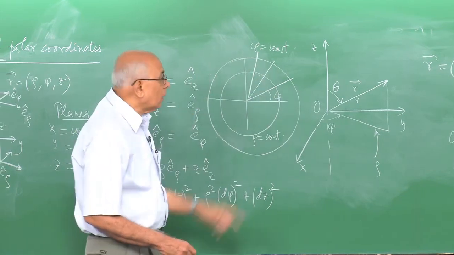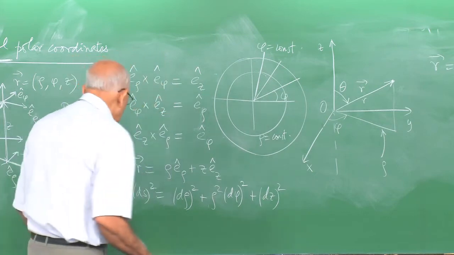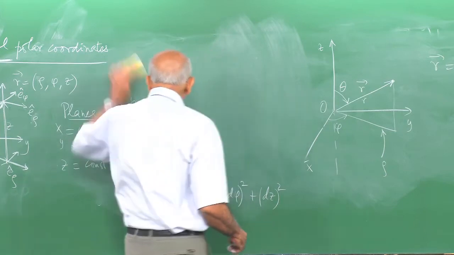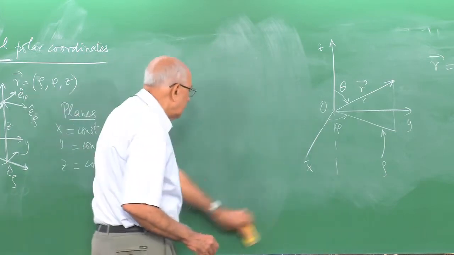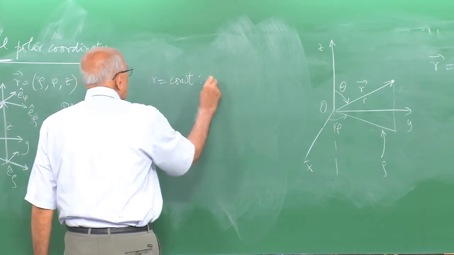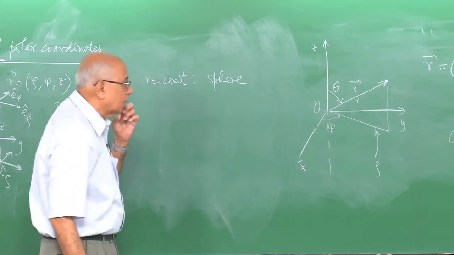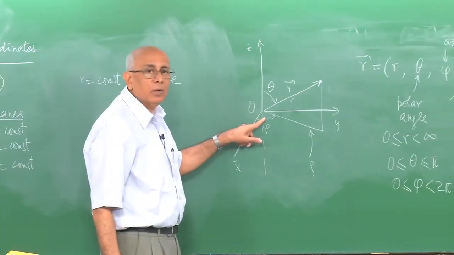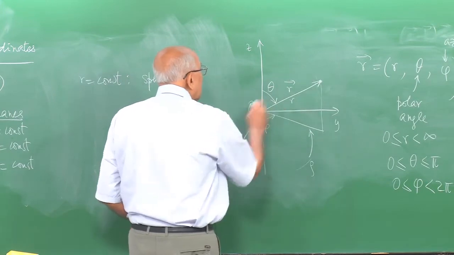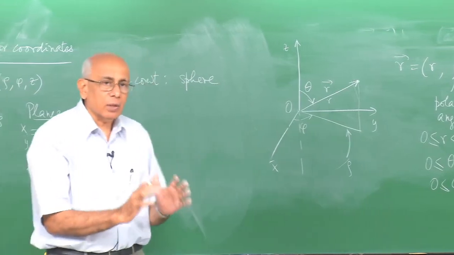Okay. Now what about spherical polar coordinates? Well, it's easy to see that r equal to constant is immediate. This is a sphere of radius r about the origin, centered at the origin. So anytime I say r is constant in 3 dimensions, you are on the surface of a sphere of radius equal to that constant.